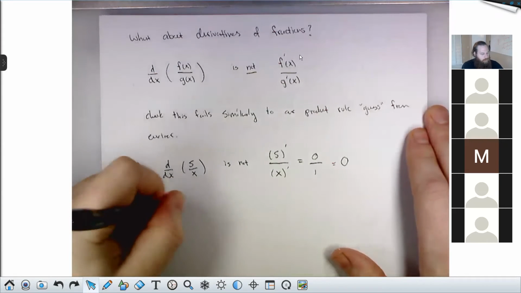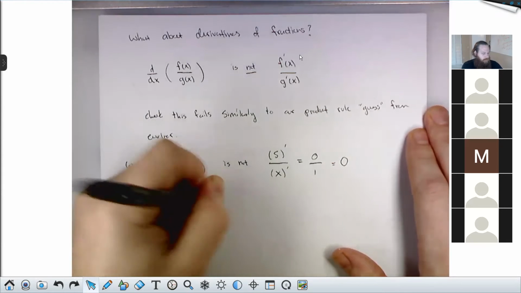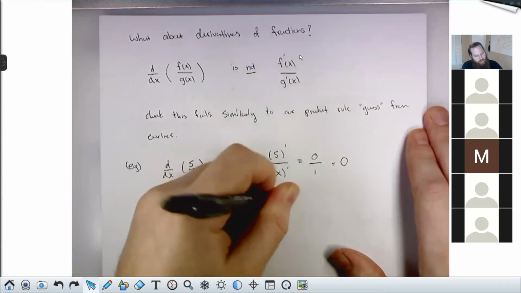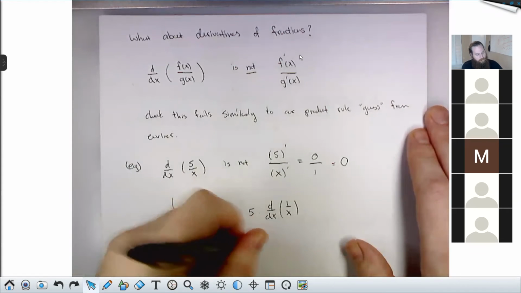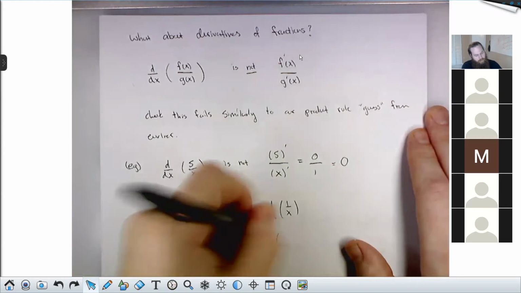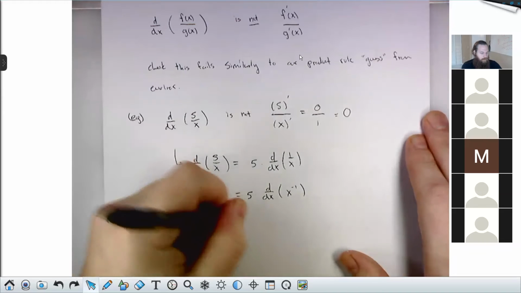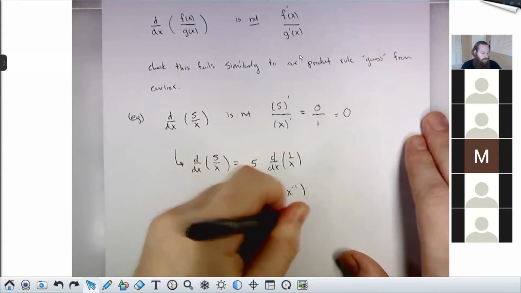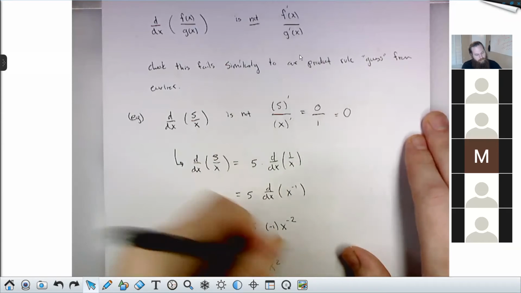We know that d/dx of 5 over x should be 5 times d/dx of 1 over x. Constant multiples pop out, which is 5 times d/dx of x to the negative 1, which is 5 times negative 1 x to the negative 2, or negative 5 over x squared.